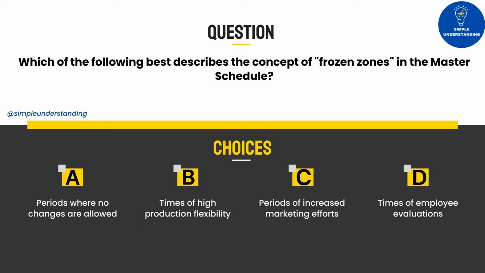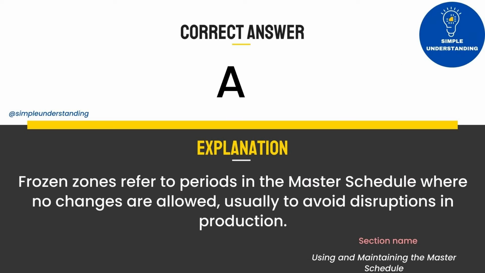10. Which of the following best describes the concept of frozen zones in the master schedule? A. Periods where no changes are allowed. B. Times of high production flexibility. C. Periods of increased marketing efforts. D. Times of employee evaluations. Correct answer: A. Overall explanation. Frozen zones refer to periods in the master schedule where no changes are allowed, usually to avoid disruptions in production.